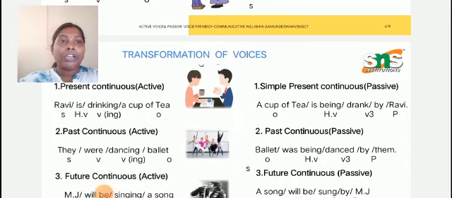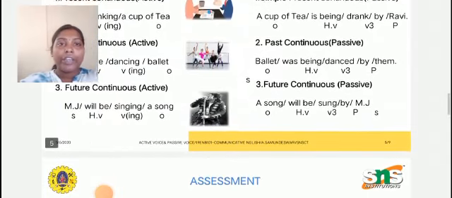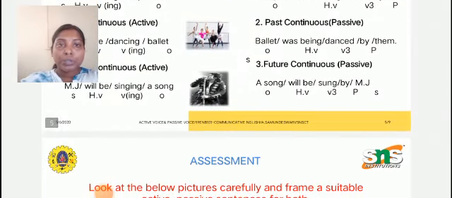Just look at our answer: a cup of tea. Since our verb is in the form of present participle, I am going to use is being, drink, drank, drunk: a cup of tea is being drunk by Ravi. The next one is past continuous tense: they were dancing ballet. Divide the sentence into SVO pattern. Keep on memorizing these rules of transformation. Whenever you are practicing sentences, try to recollect the rules, because once you understand this concept, everything will be fine with ease.